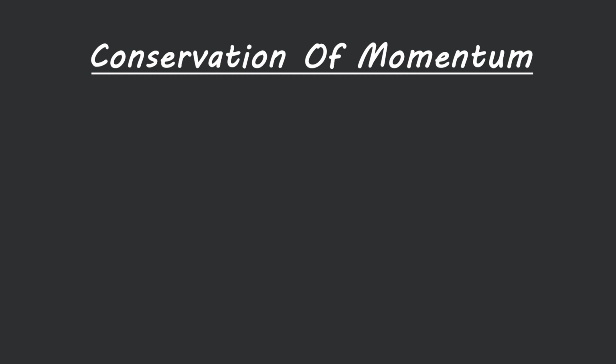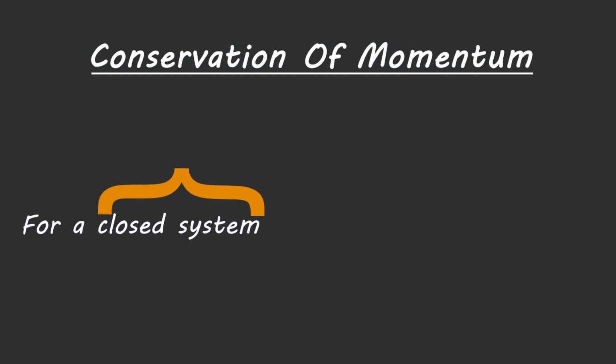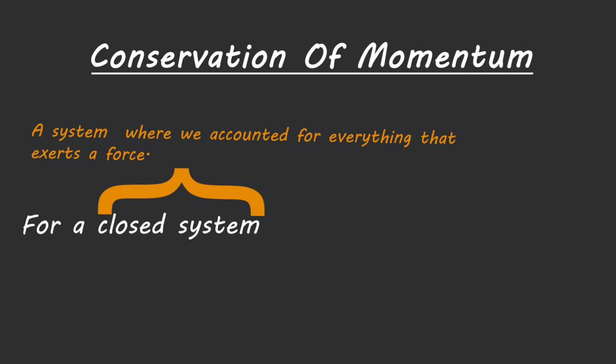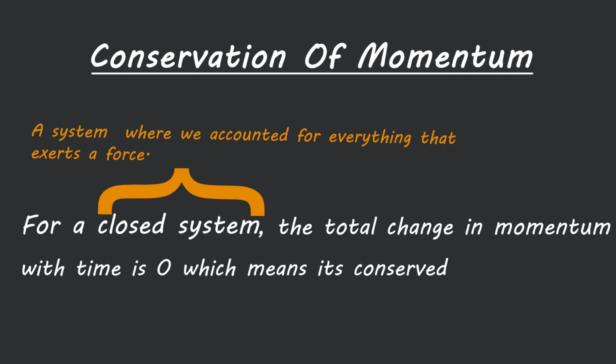The conservation of momentum says that for a closed system, a system where we account for everything that exerts a force, the total change in momentum with time is 0, and since it's not changing in time, it's conserved.